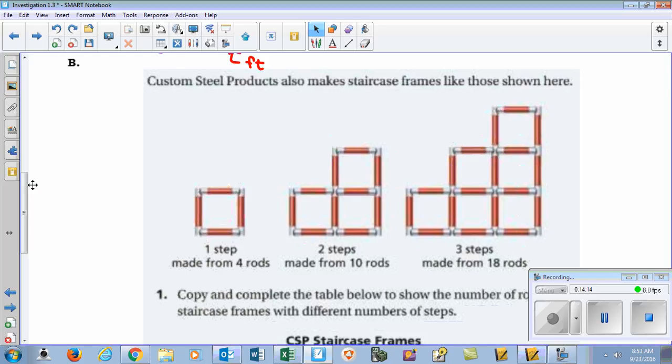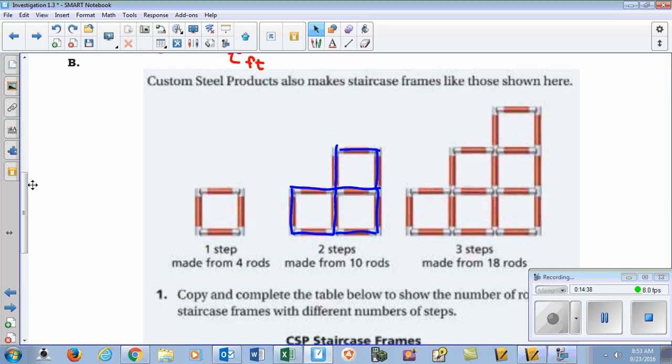So it says step 1 is made out of 4 rods, right? You see that? 1, 2, 3, 4. Well, in step 2, it's made from 10 rods, because if you look here, there's 4 here from the first one, and then 1, 2, 3, 4, 5, 6. So we basically had to add 6 more rods to get to 10, right? And then so on and so forth.